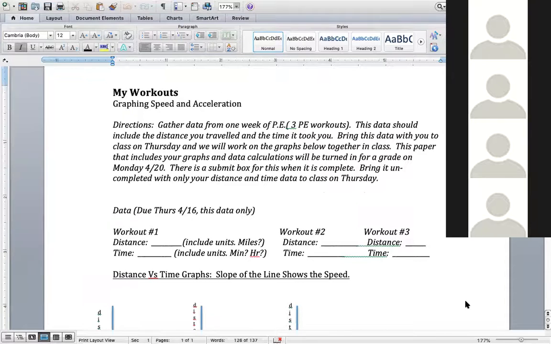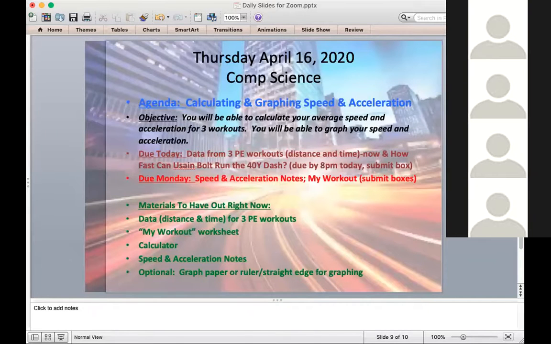So on Tuesday, I assigned a couple of things. I assigned a homework assignment called How Fast Can Usain Bolt Run the 40-Yard Dash? And don't forget that is due today by 8 p.m. There is a submit box for it. A couple of you have turned it in already.